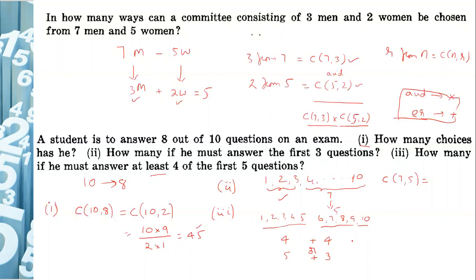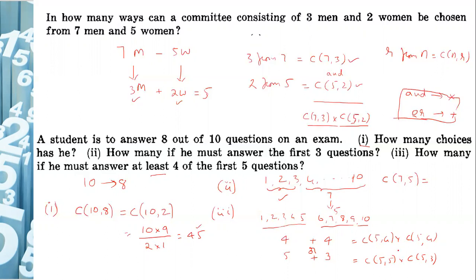How many ways can you do this? First choice: C of 5 comma 4 into C of 5 comma 4. So 4 questions from the first 5, and 4 questions from the bottom 5. This many ways you can do it. C of 5 comma 4 is nothing but 5, so this is 5 into 5. Calculation part you can do. And the second one, how many ways? C of 5 comma 5 into C of 5 comma 3. This is the 4, 4 combination number, and this is the 5 and 3 combination number.